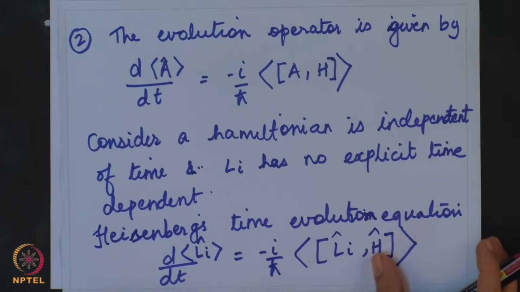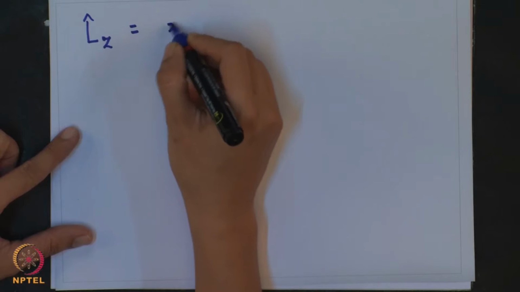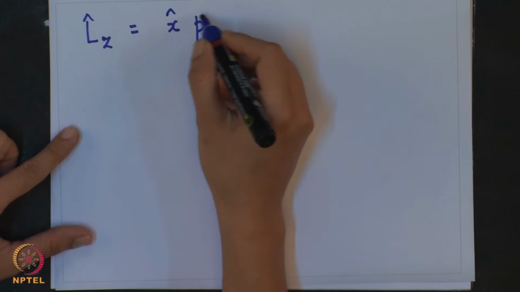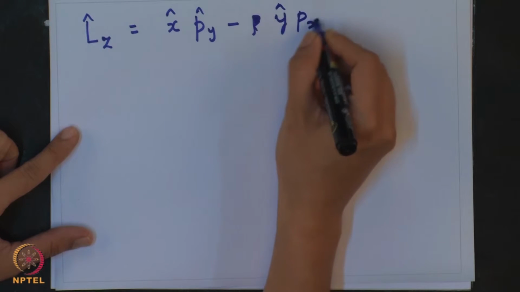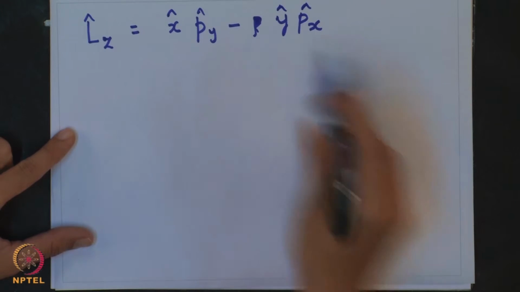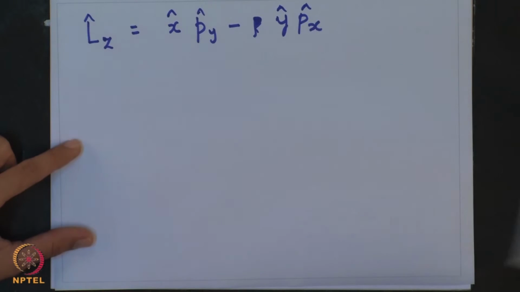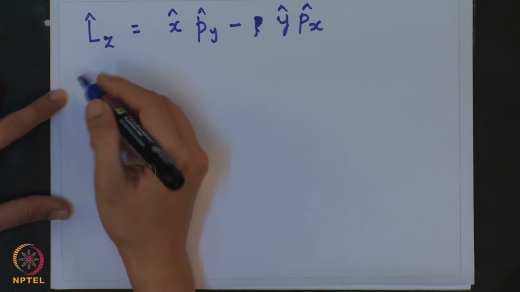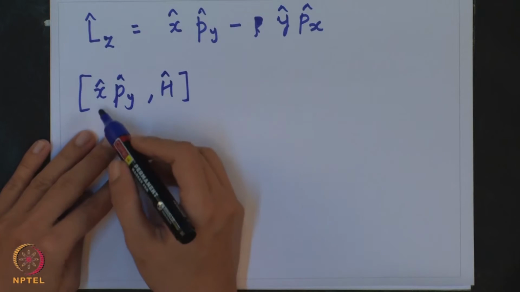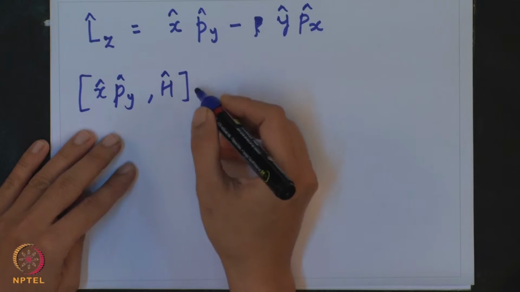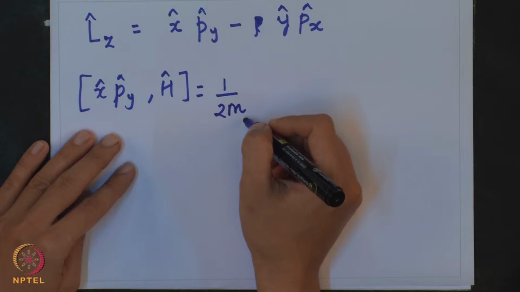Okay. So in order to proceed, let us consider Li to be the z component. For Lz we know the definition, we can write it as x cap py cap minus y px. In short, you have to find out the commutator of x py with the Hamiltonian and y px with the Hamiltonian. So x py we will calculate first. Let us break the problem. So x py commuting with the Hamiltonian, we have the form of the Hamiltonian given to us, you will have 1 upon 2m.